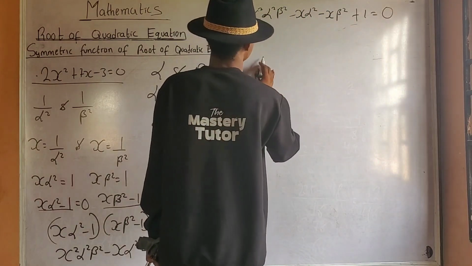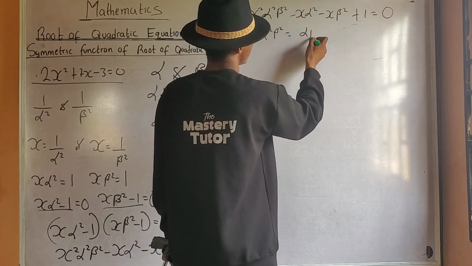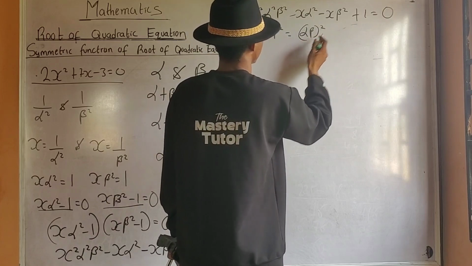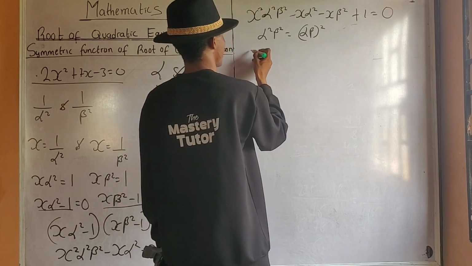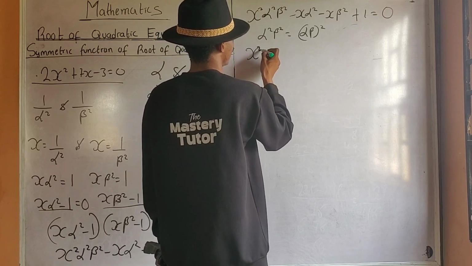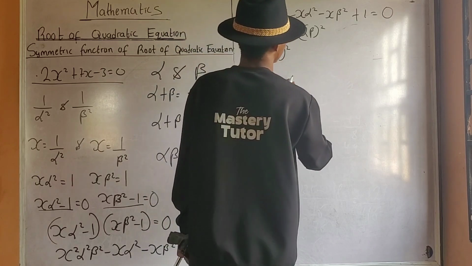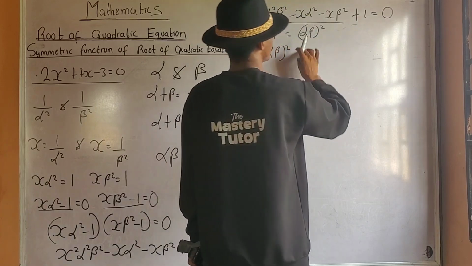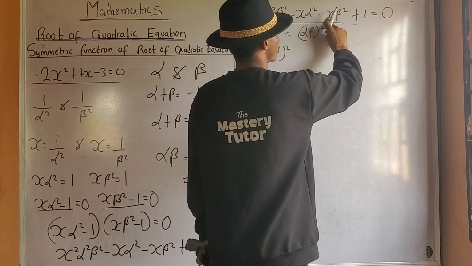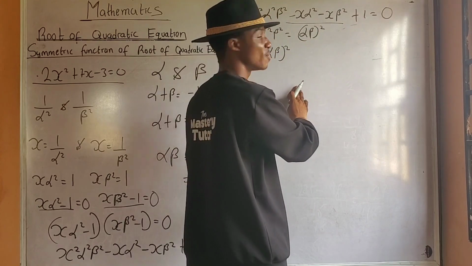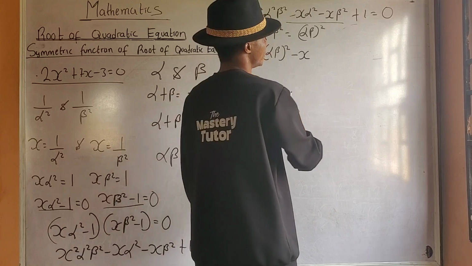Okay, now do you know that this thing, alpha squared beta squared, can be written as (alpha beta) squared? Is that not it? So I'm going to replace alpha squared beta squared as (alpha beta) squared. So I'm going to have x squared multiplied by (alpha beta) squared. Now look at this. What is common to negative x alpha squared and negative x beta squared? Negative x is common. So I'm going to have negative x, are you getting it?